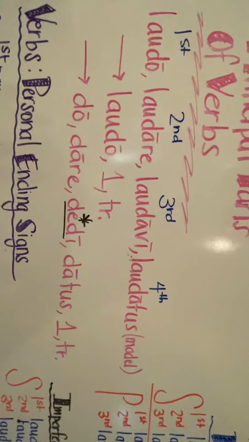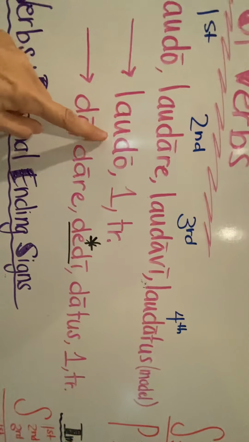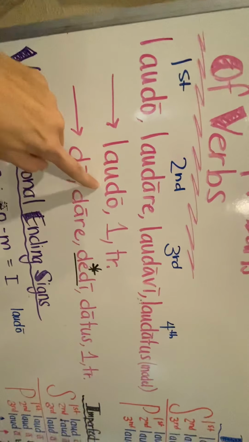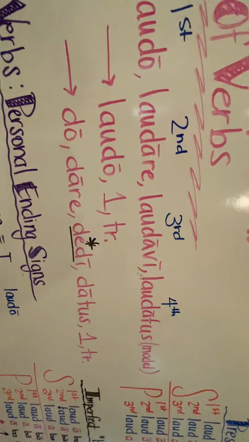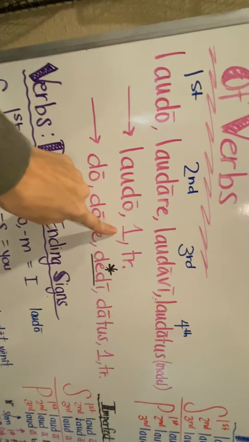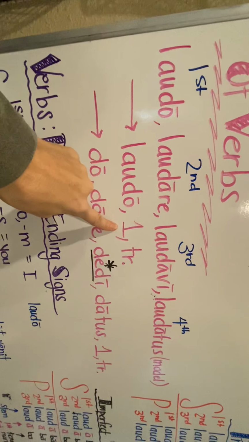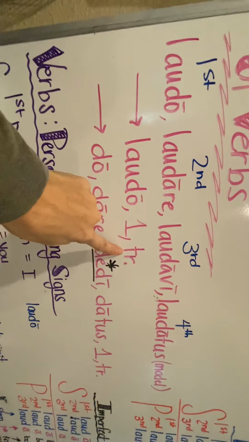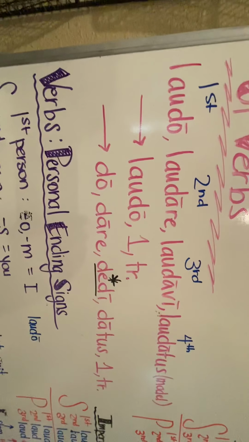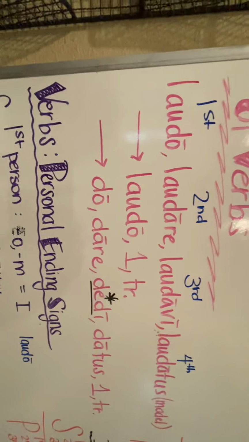And I also want to draw your attention to the fact that in your purple book, it'll show things like this. It'll just say laudo, number 1, transitive. So the number 1 tells you that's the conjugation. We're in the first conjugation right now. And it's transitive, meaning it will take an object with the word laudo, okay, or any form of that verb.